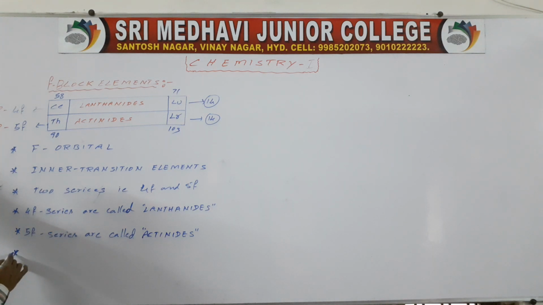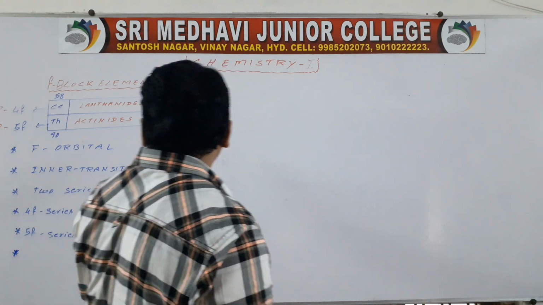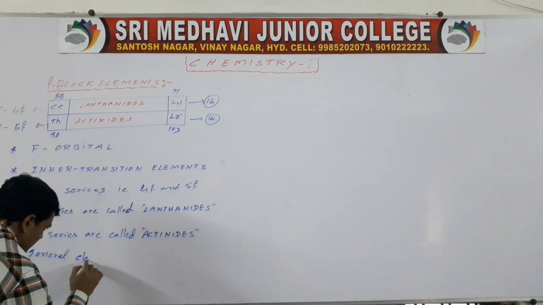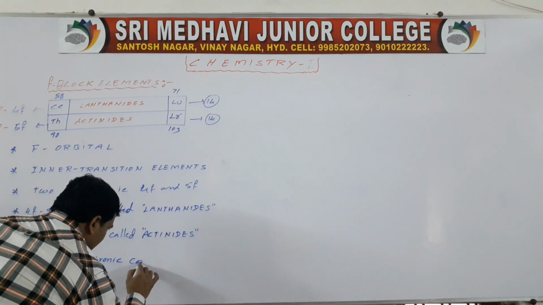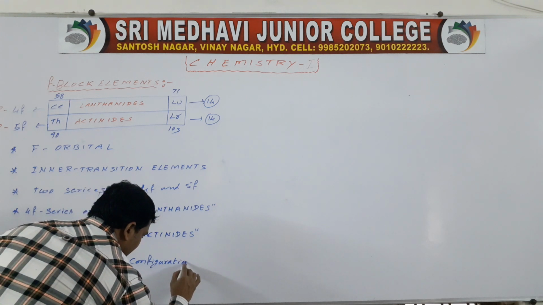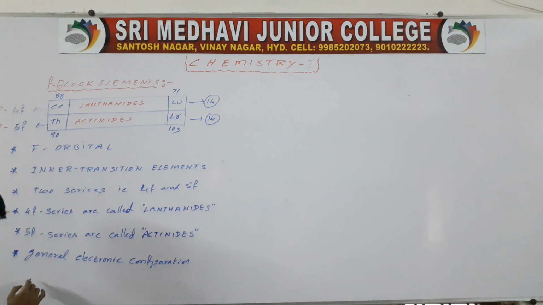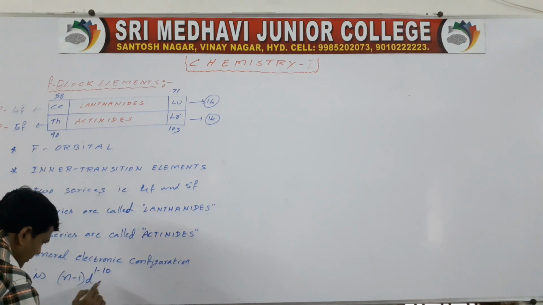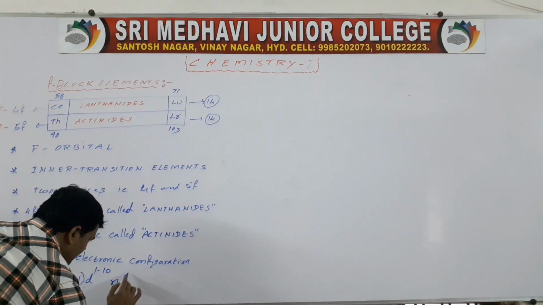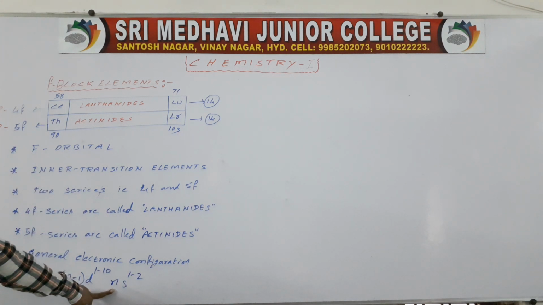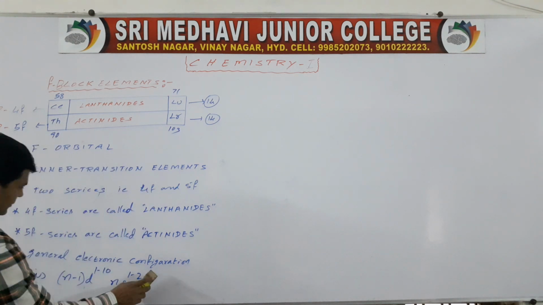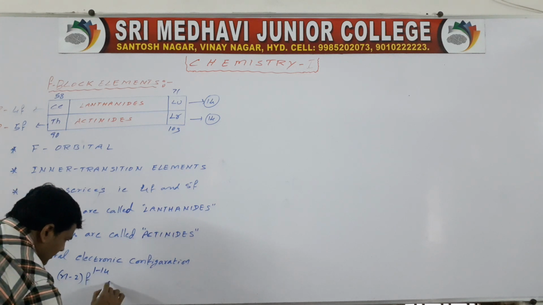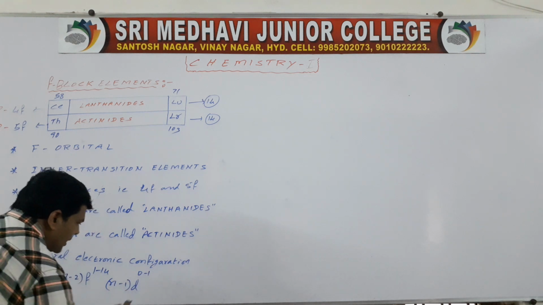Then the general electronic configuration of these elements. For the d block, the general electronic configuration is (n-1)d 1 to 10, ns 1 to 2. But for the f block, the general electronic configuration is (n-2)f 1 to 14, (n-1)d 0 to 1, ns 2.